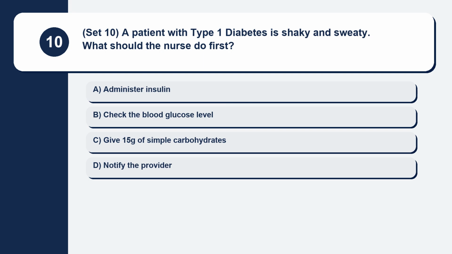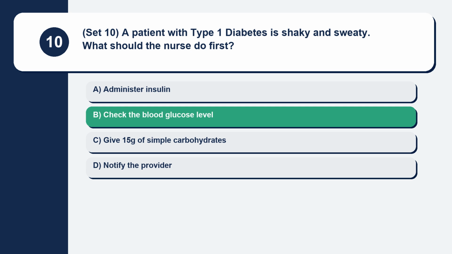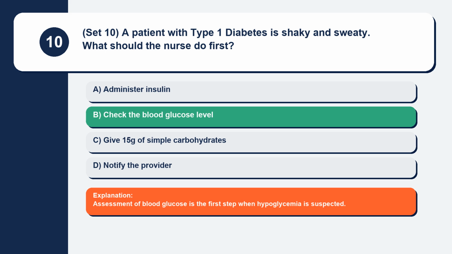Question 10. Set 10. A patient with type 1 diabetes is shaky and sweaty. What should the nurse do first? Administer insulin, check the blood glucose level, give 15 g of simple carbohydrates, notify the provider. Assessment of blood glucose is the first step when hypoglycemia is suspected.